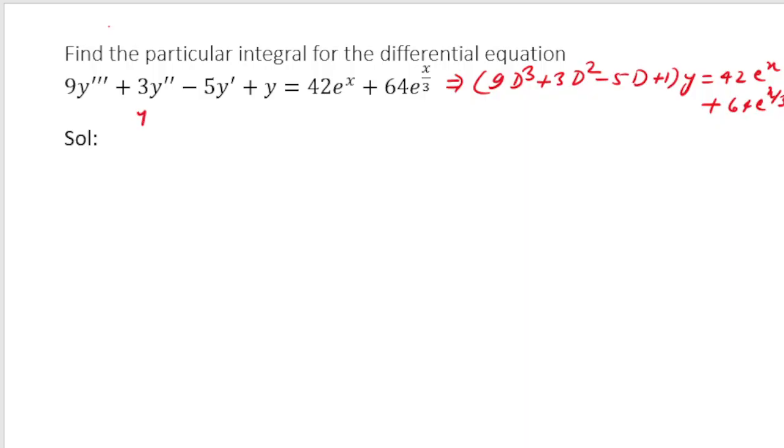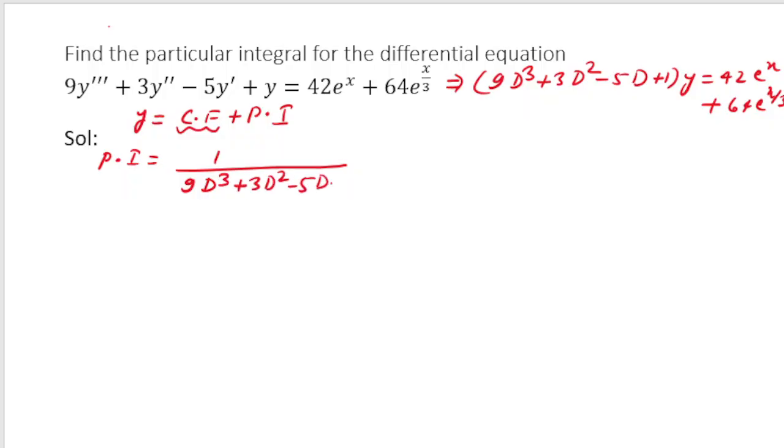I hope you have understood the process, that y is equal to CF plus PI. CF is your homework kind of thing. You find the CF. I am going to directly find the PI. So the PI will be 1 by, and I need to take the inverse operator, so 9D cube plus 3D square minus 5D plus 1, and 42 e to the power x plus 64 e to the power x by 3.